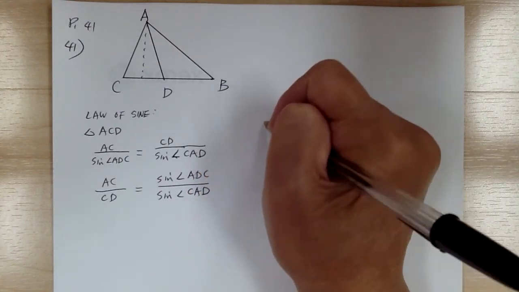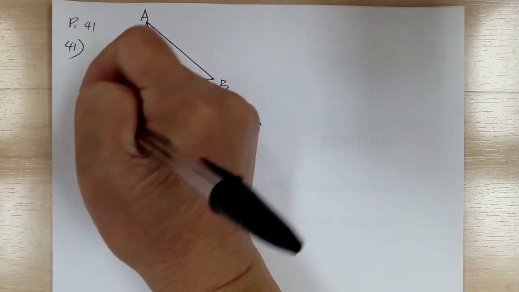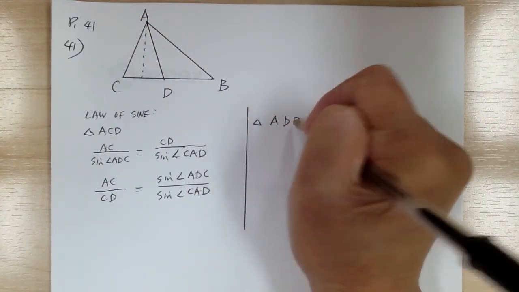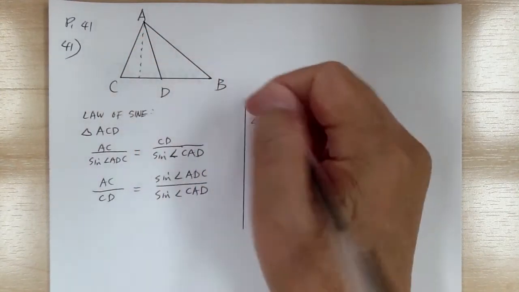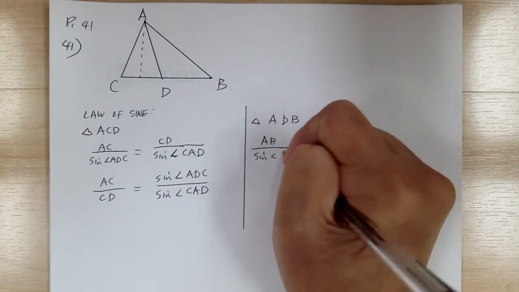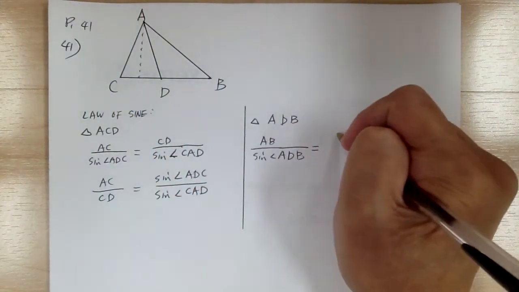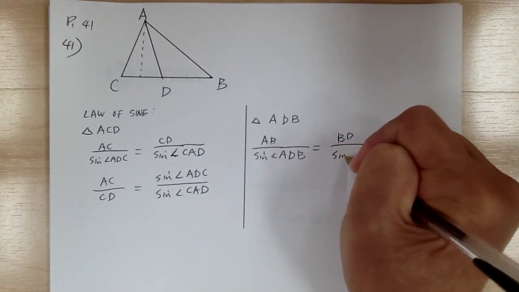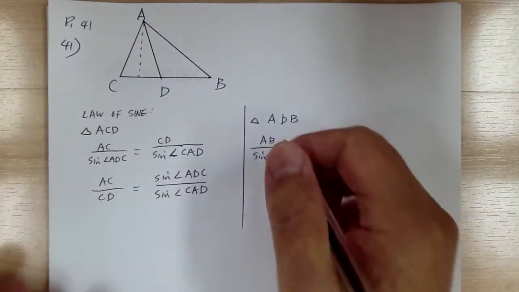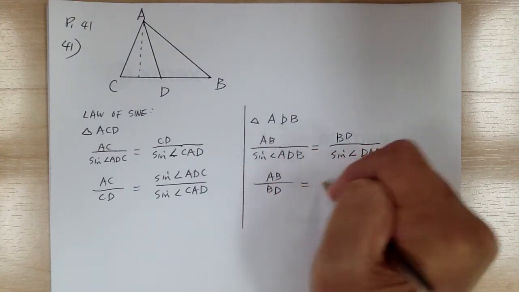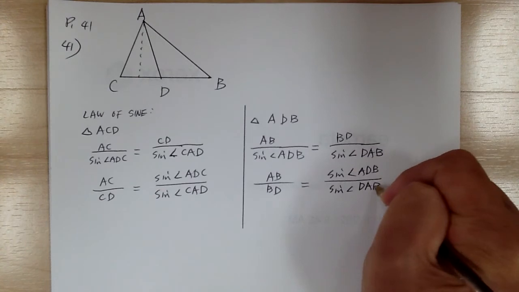And we're going to do the same thing for the other triangle. Let's do it for triangle ADB. So do it for this triangle. So AB over sine of angle ADB equal to, so this over this angle equal to this over this angle. So just like this over here, you kind of move things around. So you got AB over BD equal to sine of angle ADB over sine of angle DAB.